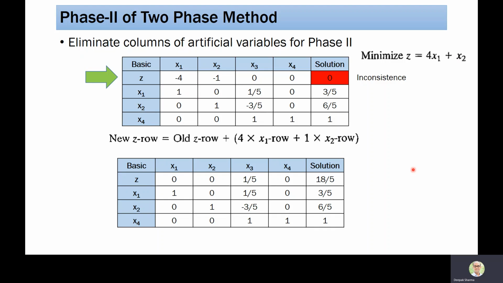Now there is one observation. We know that under the basic variables, the coefficients always form an identity matrix. Look at x1. X1 is basic, so if you look at this, it has the identity matrix coefficient. Similarly x2, and similarly x4. Now you can observe that for the basic variables, the value under Z is always 0. So under x1 it is 0, under x2 it is 0, and under x4 it is 0.